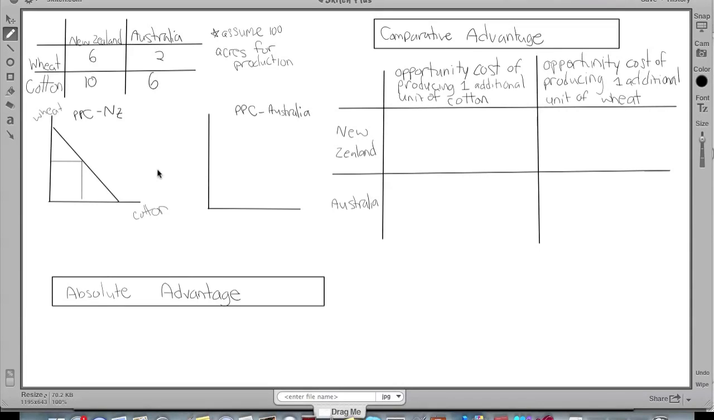Okay, so today we're going to be looking at comparative and absolute advantages. So we're going to start over here in our top left-hand corner. The two commodities are wheat and cotton, and we assume that these are the only things that this economy can produce. So it says over here, assume 100 acres for production, and New Zealand produces 6, so that is 600 over here. So this is the maximum, okay?